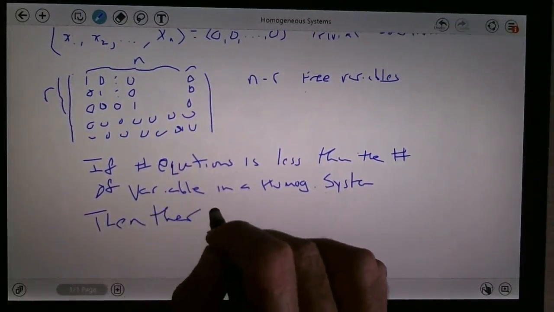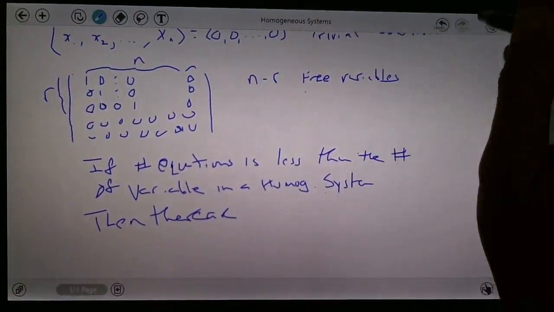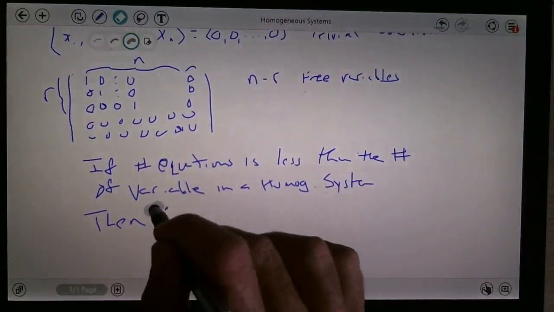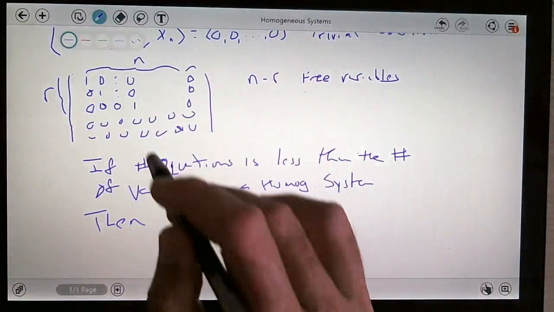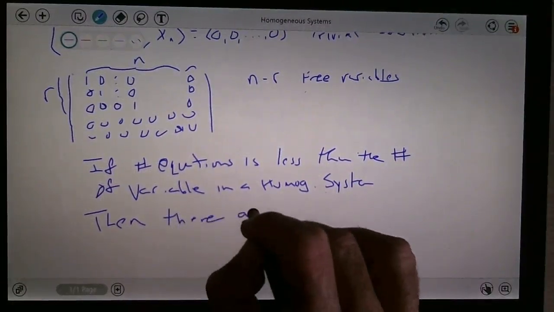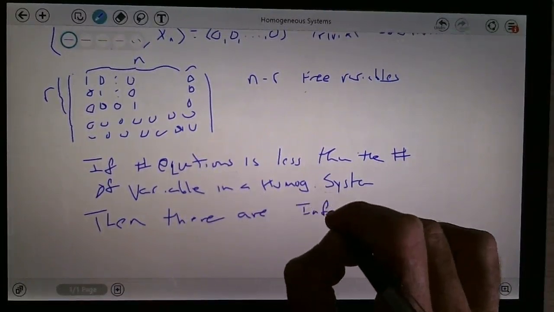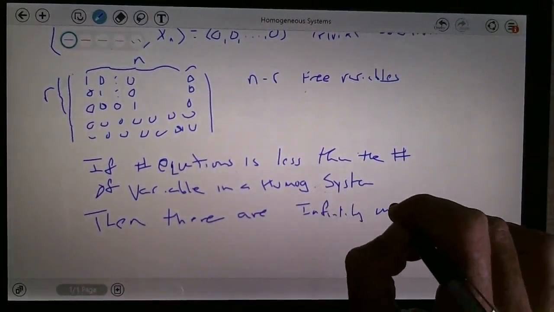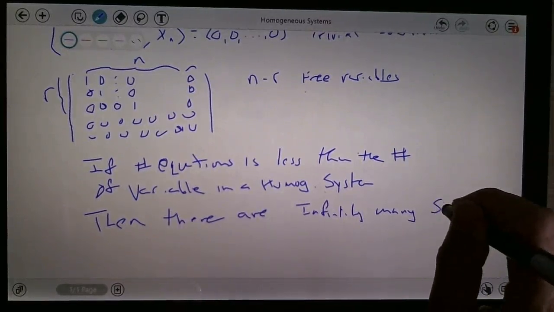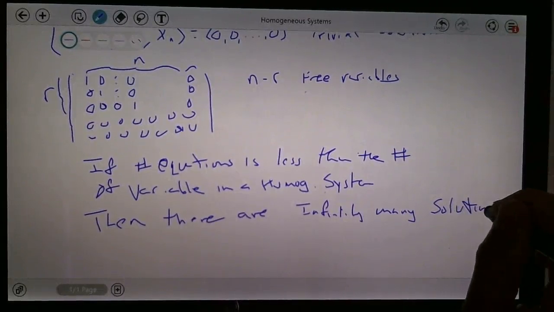Wow. This is really time for a new, fancier pen so that I can't blame my handwriting on the pen. Then there are infinitely many solutions, because even if you have one free variable, you've got a whole line worth of solutions, right? If you've got two free variables, you've got a plane worth of solutions, and so on.